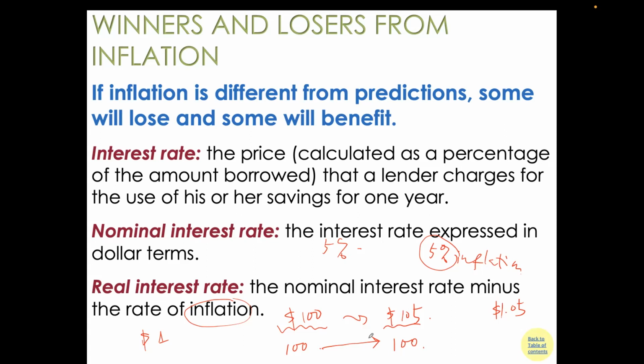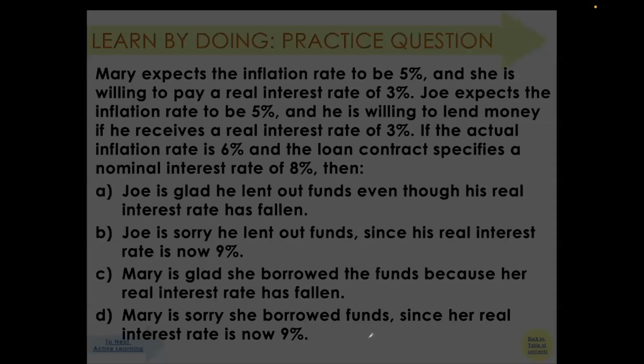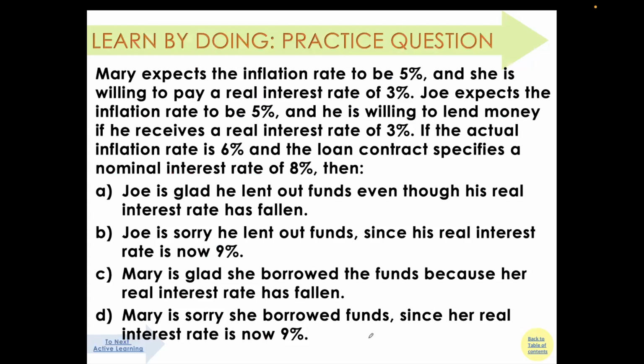So we need to look at nominal and real interest rate. But again, there are more examples coming, right? Okay, so this is the first example. Now let's look at this example. There are two individuals. Mary expects inflation to be 5%. She's willing to pay a real interest rate of 3%. Joe expects inflation to be 5%, and he's willing to lend if he receives a real interest rate of 3%. Now, if the actual inflation is 6% and the loan contract specifies a nominal interest rate of 8%, look at Mary.